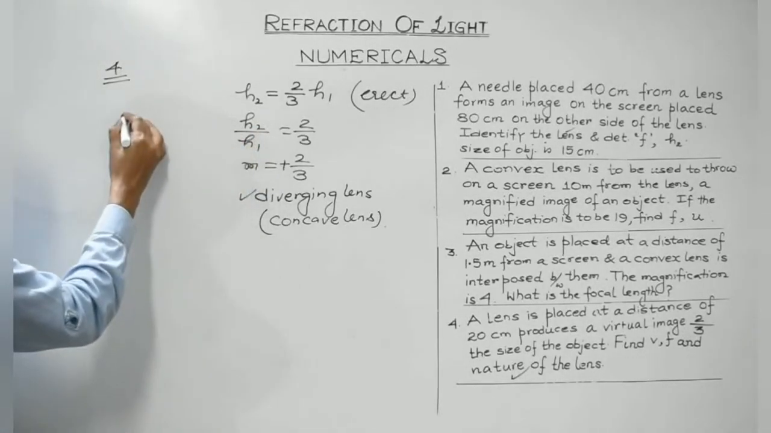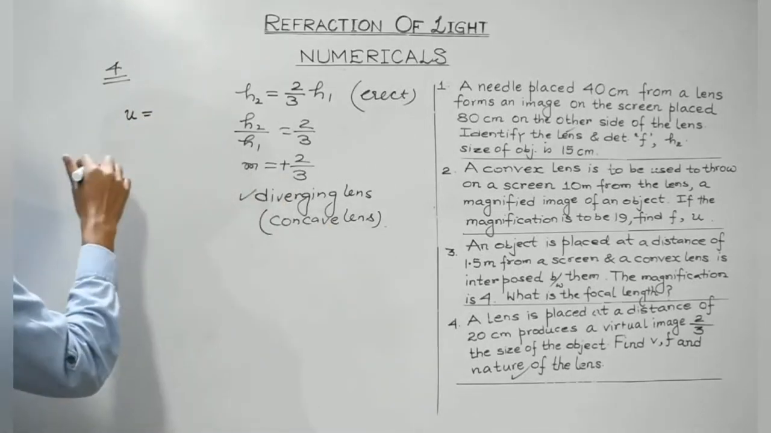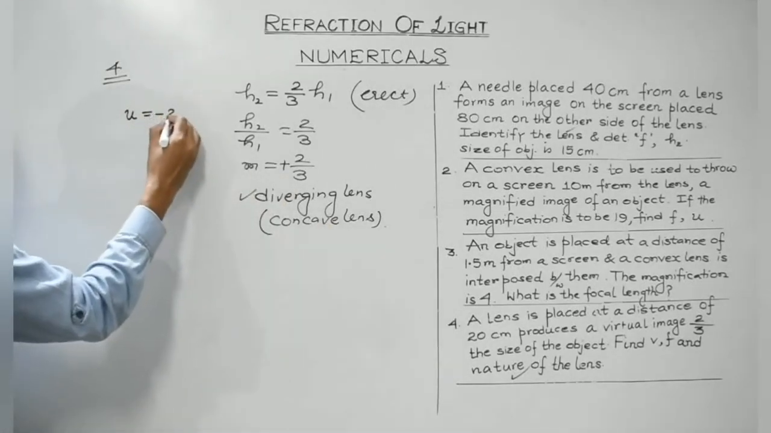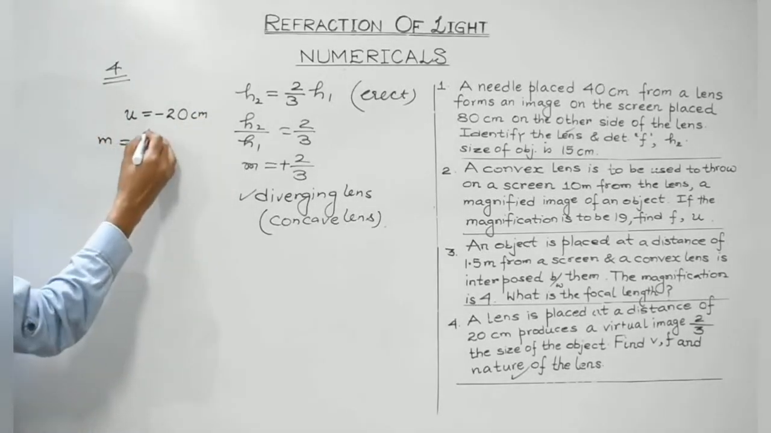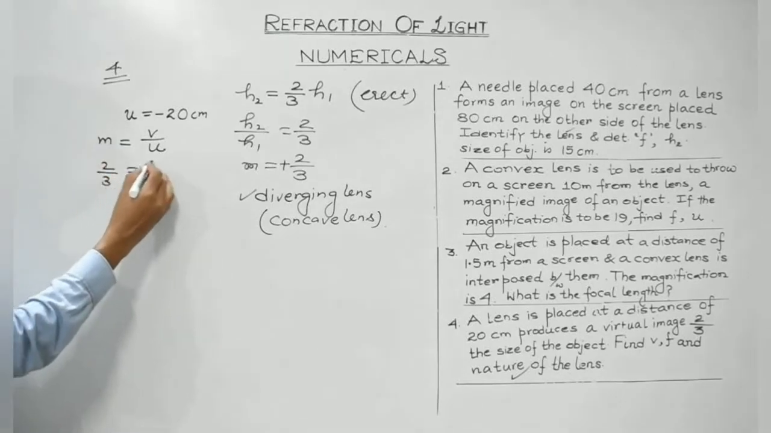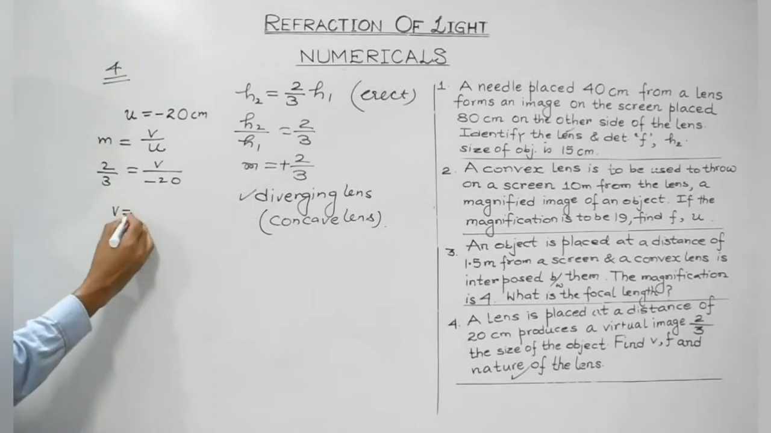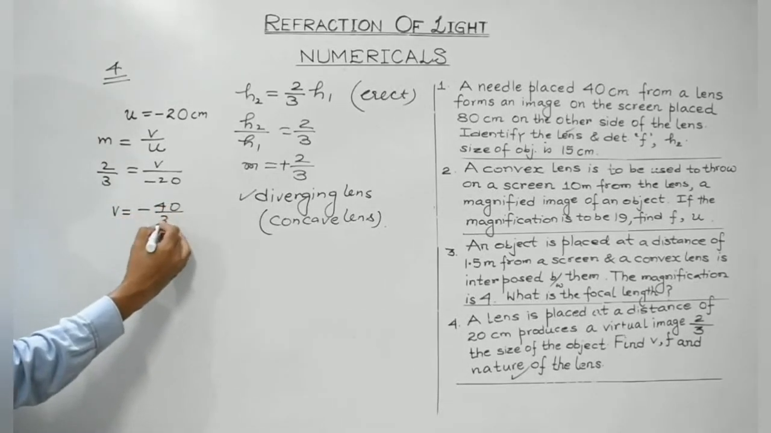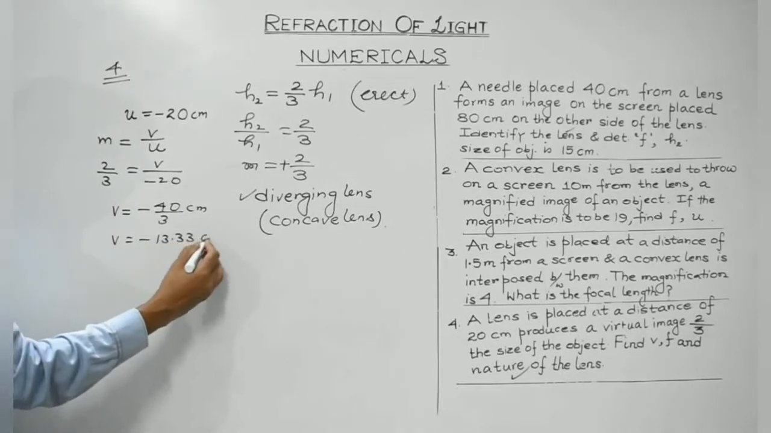So u is given at a distance of 20 centimeter. Right? So u is given to be minus 20. u is always negative. So m, you are aware, is given by v by u. So m is given to be 2 by 3. v is to be determined. u is minus 20. So what do you get? v is equal to minus 40 by 3 centimeter. That is minus 13.33 centimeter.